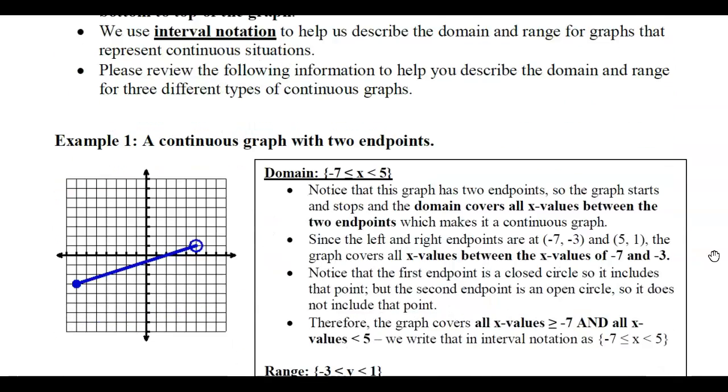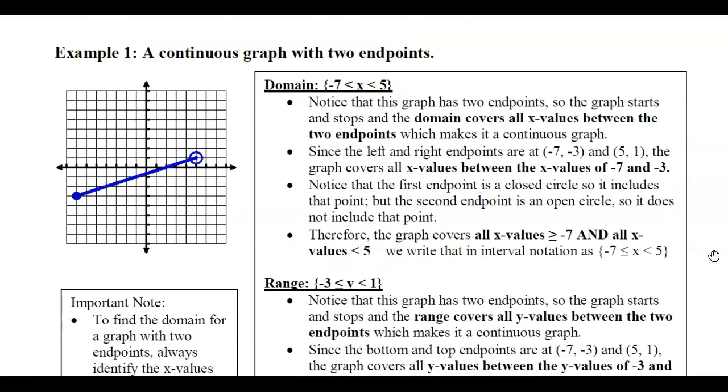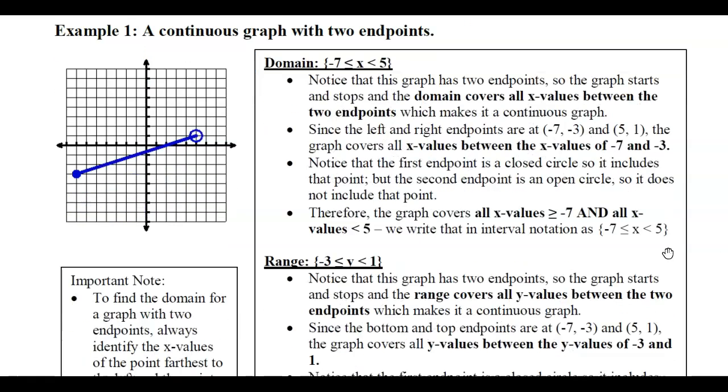So in example number 1, we have a continuous graph with two endpoints, endpoint A, endpoint B. So our domain goes from endpoint A to endpoint B. It is -7 less than or equal to x because it's closed, less than 5 because it's open. Notice that this graph has those two endpoints beginning and ending left to right.